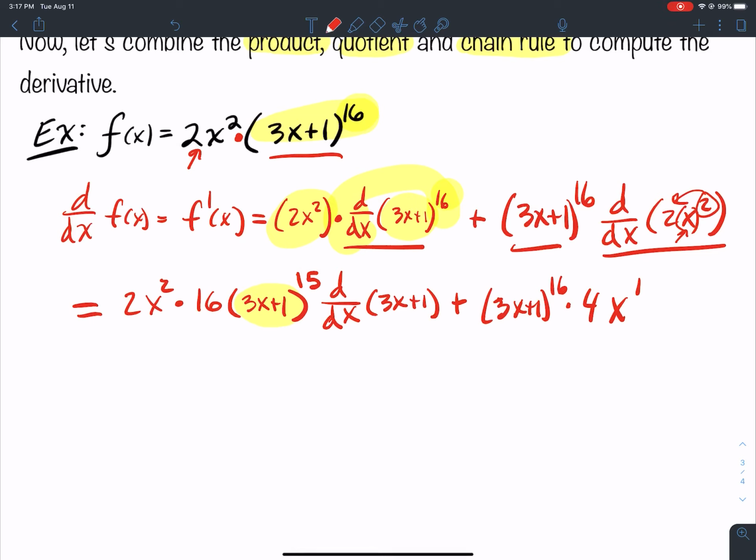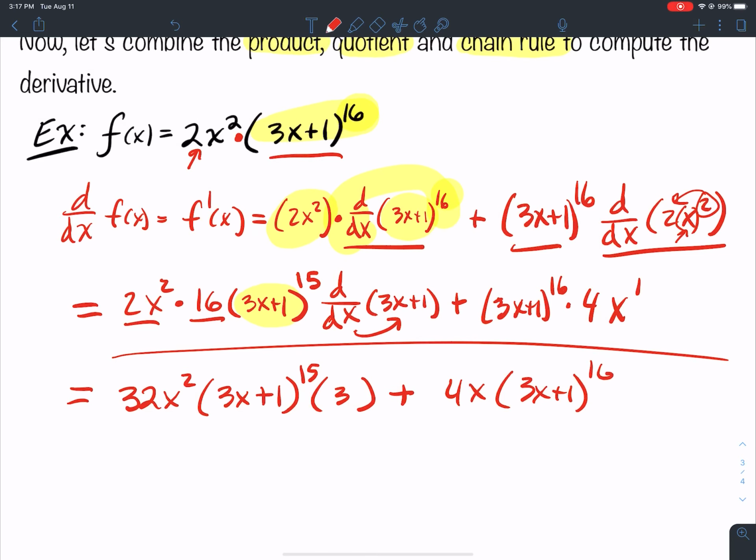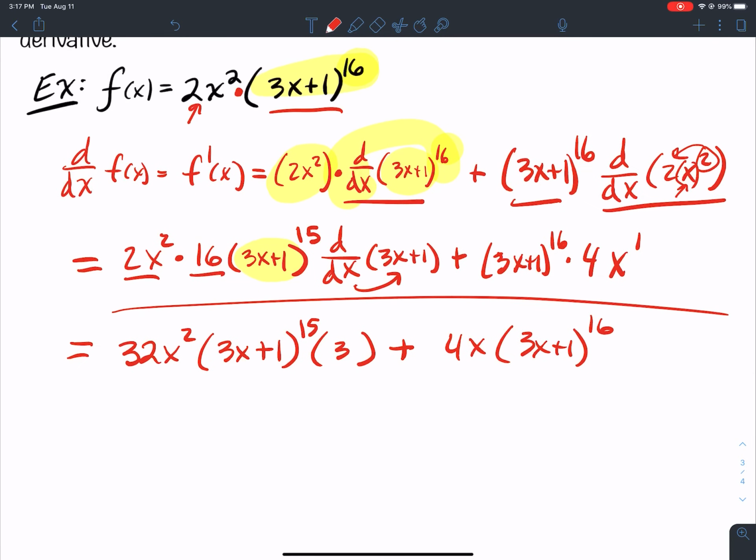Okay? All right, so now I need to simplify here. This is 2x squared times 16. And then, so 2x squared times, that's actually going to be 32x squared times (3x + 1) raised to the 15. The derivative of 3x is 3, and the derivative of 1 is 0. And then I have 4x times (3x + 1) to the 16th power. Okay?